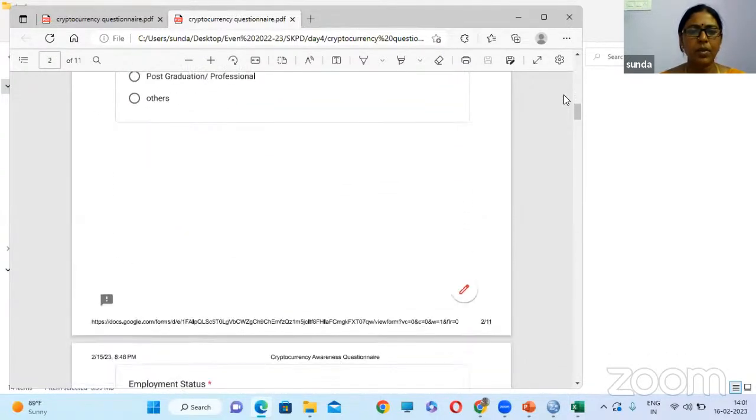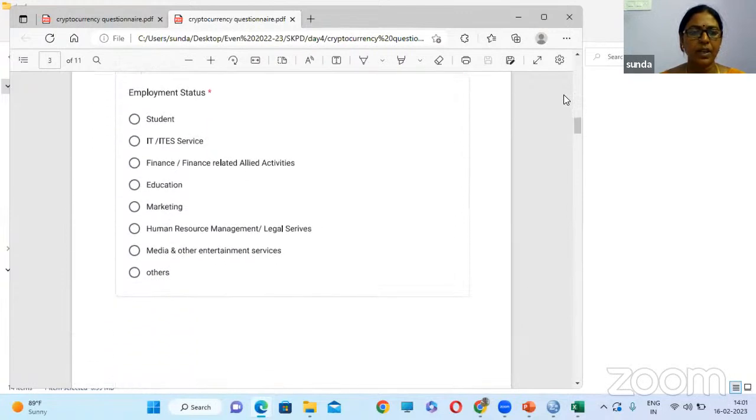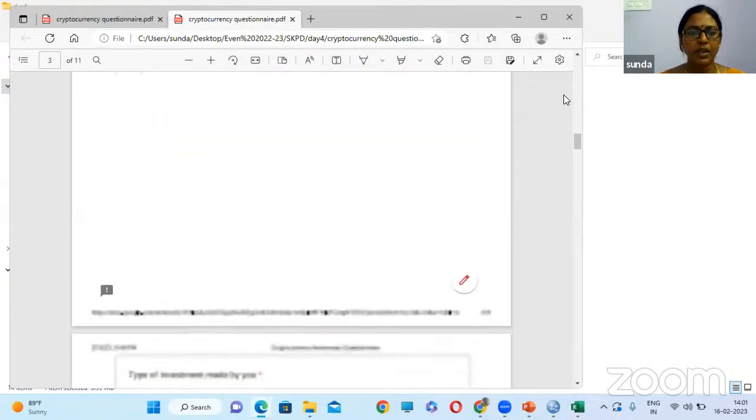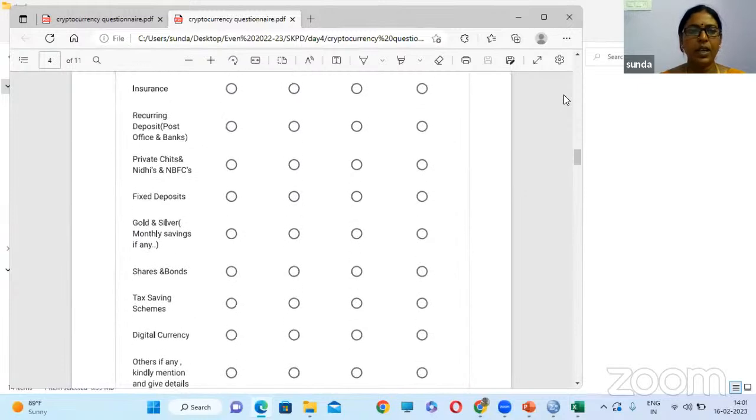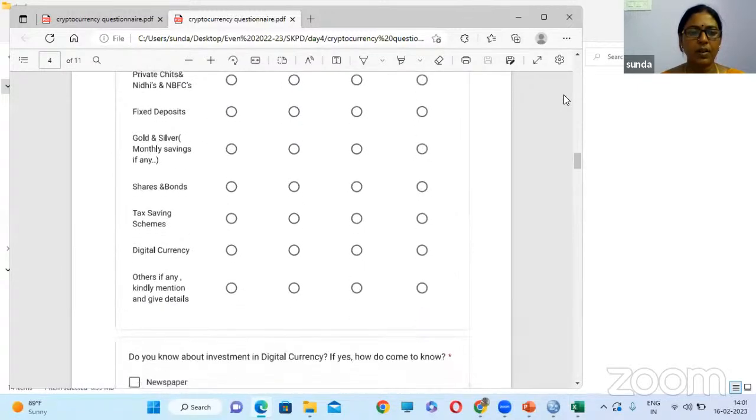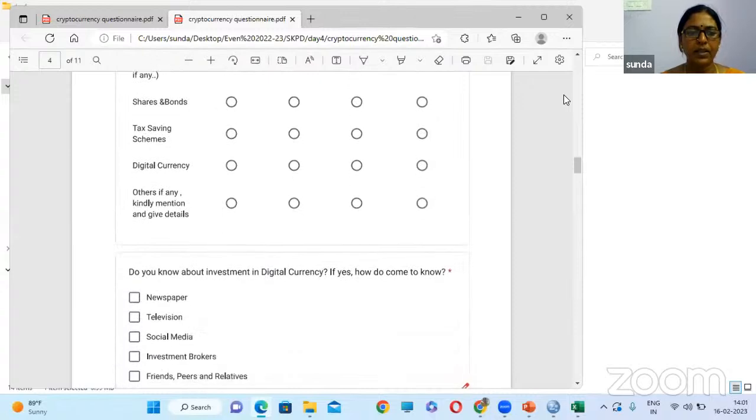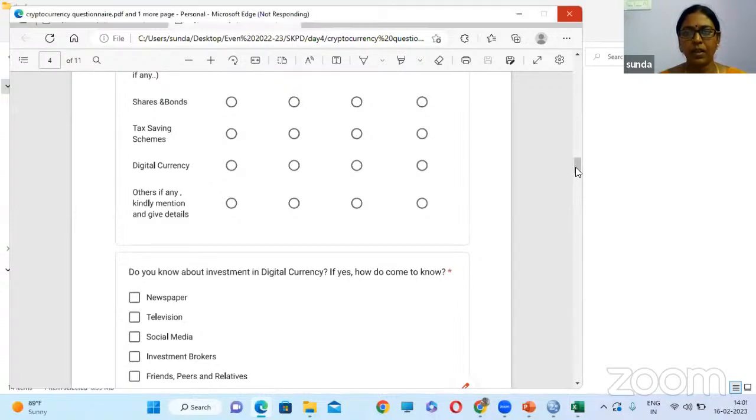So this is all the demographic information I have collected. I collected employment status, where they are working, and the type of investments people are doing in general. Then I asked a question on their level of awareness of digital currency, and the medium through which they gained knowledge about digital currency or cryptocurrency. Those questions I used for doing an association test, to see which mode is highly influential.